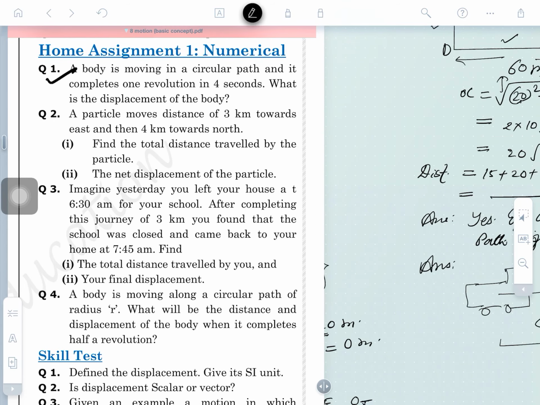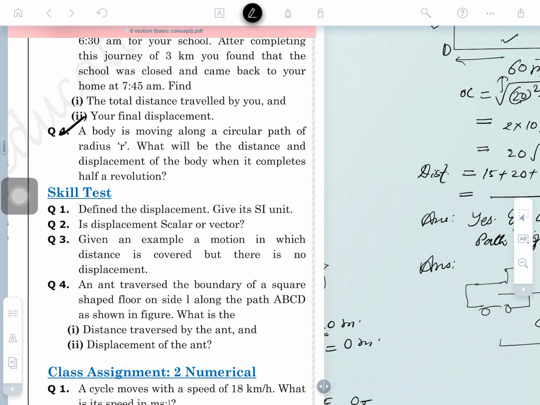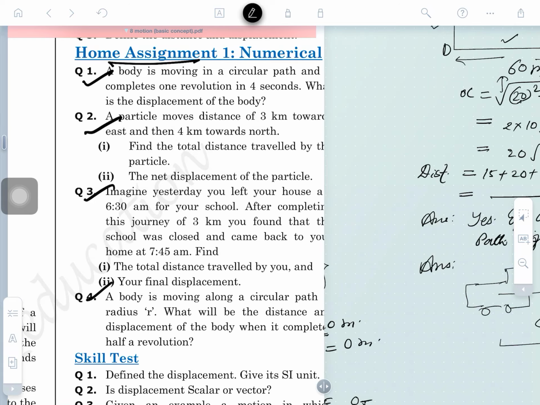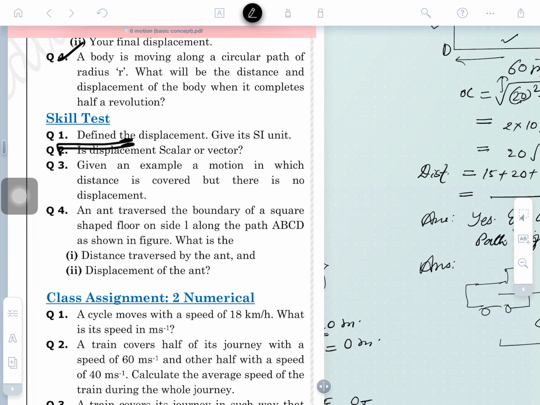I have given home assignment questions 1, 2, 3, 4, and you will also do this skill test. Okay, guys. So, these are the home assignment and the skill test. Clear? Will you solve this or not?